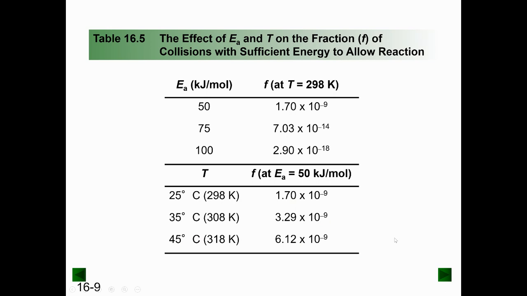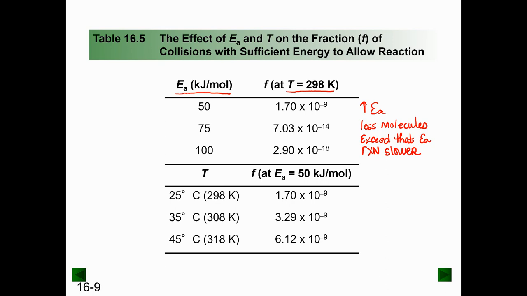Okay, so here's some numbers if you prefer. At 298, okay, here's some activation energies. Here's the 50 kilojoules per mole, 75, and 100. So notice as the activation energy increased, the number of molecules that can exceed it starts to go down. So the higher the activation energy, the less molecules exceed that E of A. So the reaction will be slower.